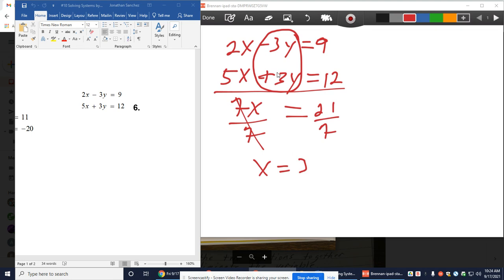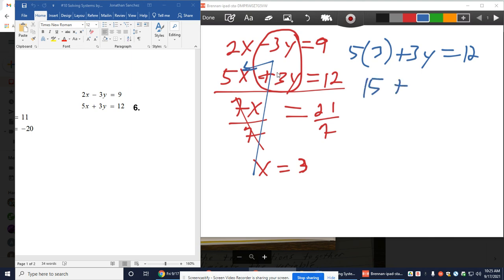At this point, sorry, I'm going a little bit faster, but mainly because it's easy. I can plug into the x's. I would like to keep y positive, so I will put in the bottom one right there. So I got 5 times x plus 3y equals 12. But x is 3. So now I got 5 times 3 is 15. 3y equals 12.